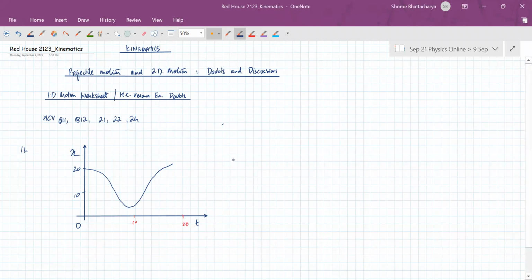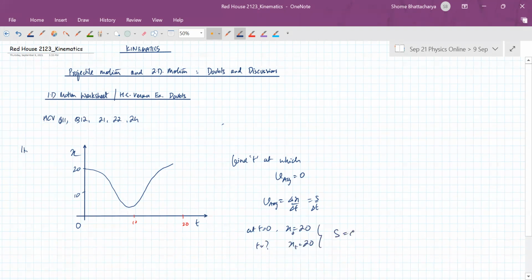So we have to find the time at which our average velocity should be 0. So average velocity is basically, in 1D motion, displacement upon time. Okay. So at t equal to 0, you can see the x coordinate is 20. So at some time t, if the x coordinate again becomes 20, then you can see that the displacement will be 0. So average velocity will be 0.